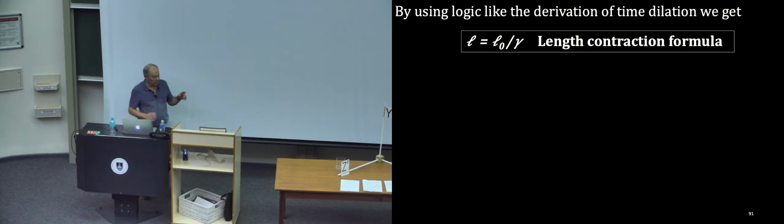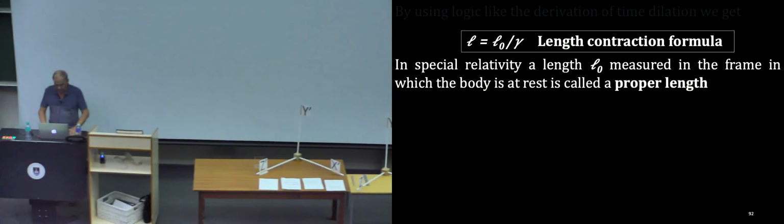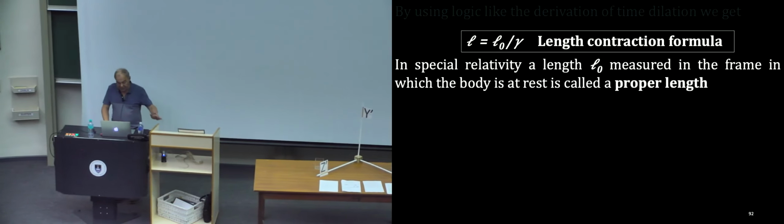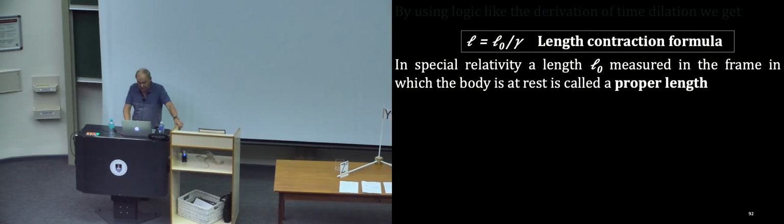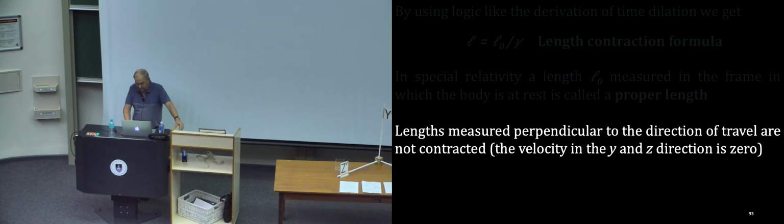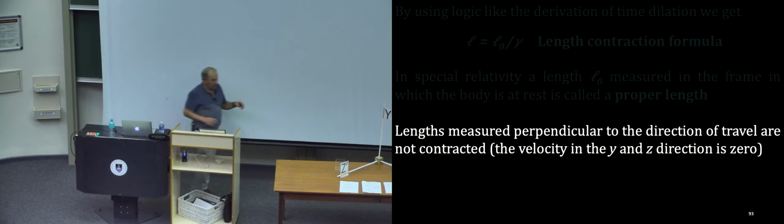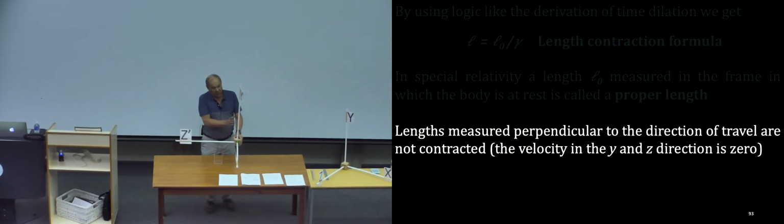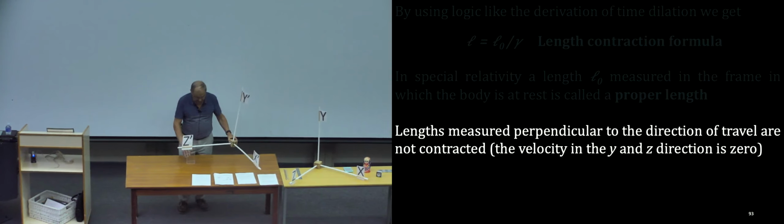So what happens when you're an observer observing a train coming past near the speed of light? You will measure that ruler to shorten and the time to slow down. Again, in special relativity, length L naught is measured in the frame in which the body is at rest, called a proper length. Oh, incidentally, the length's perpendicular to what we're doing here. If you've got a reference frame like this one moving, and we're going down in this x direction, the y-axis and the z-axis in themselves are not accelerating.